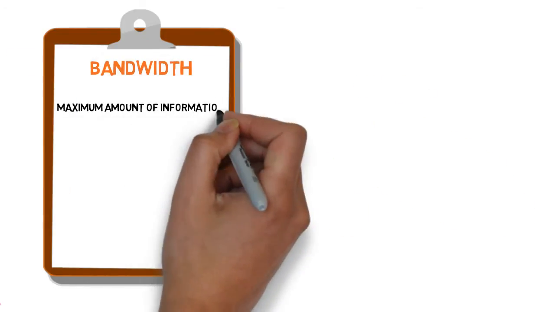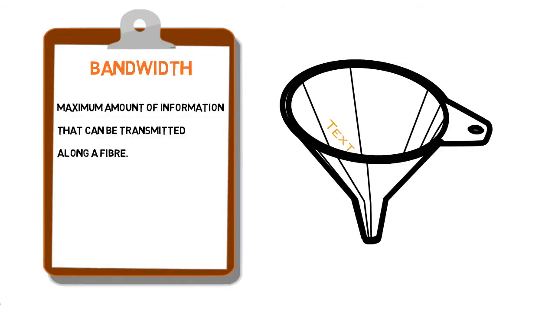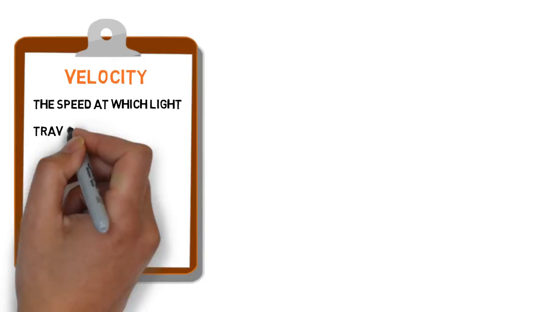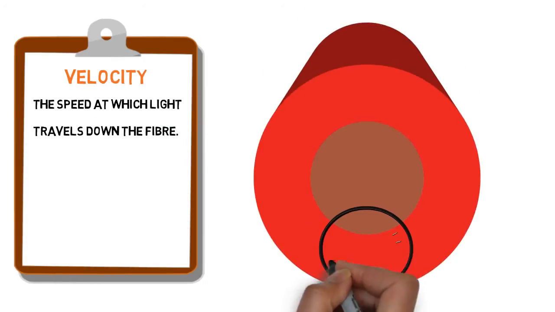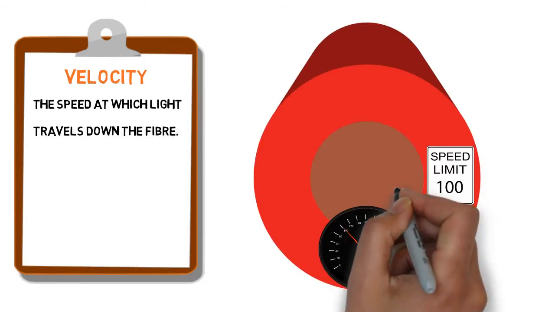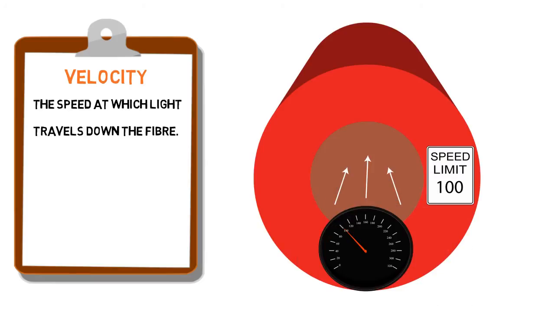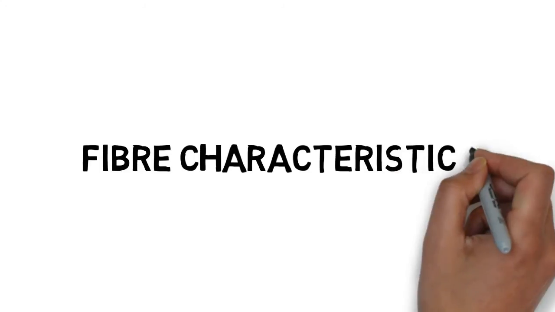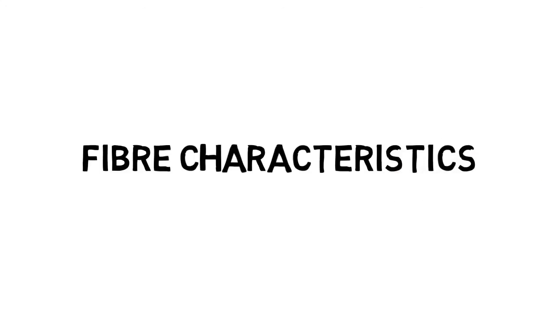Bandwidth is essentially the maximum amount of information that can be transmitted along a fiber. Velocity refers to the speed at which light travels along the fiber. It is determined by the refractive indexes of the glass used to make the fiber. The physical characteristics of the fiber can affect the optical signals that travel through it in many ways.